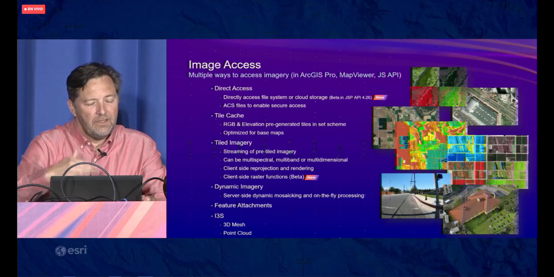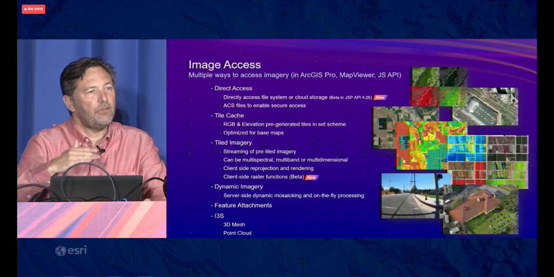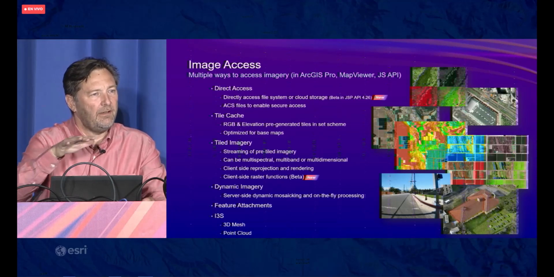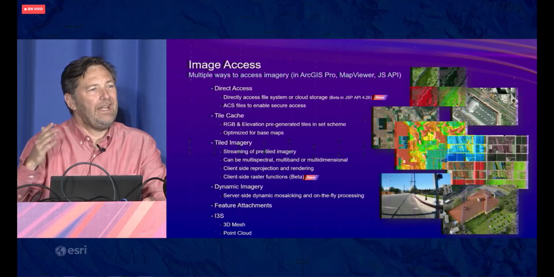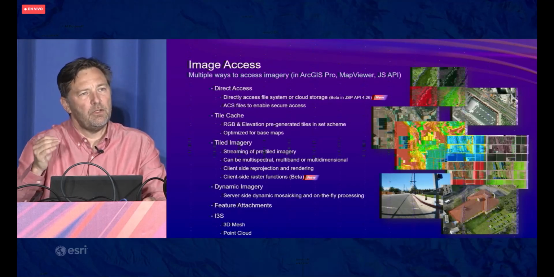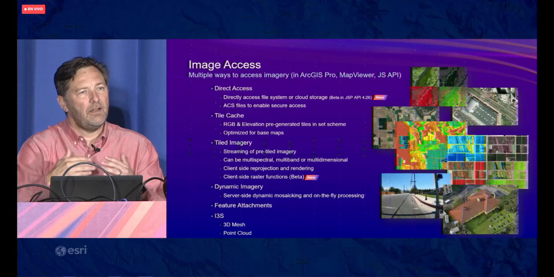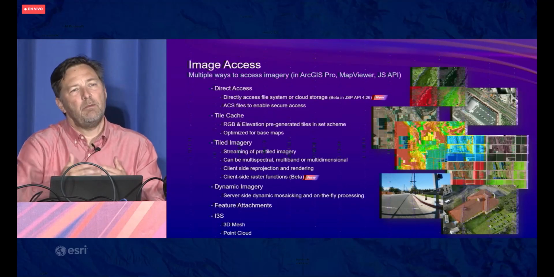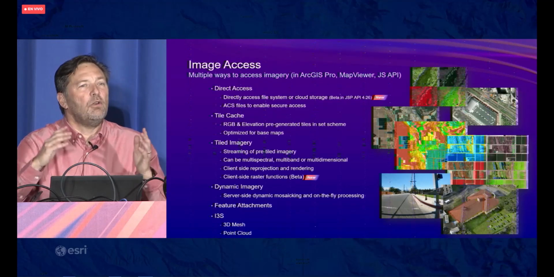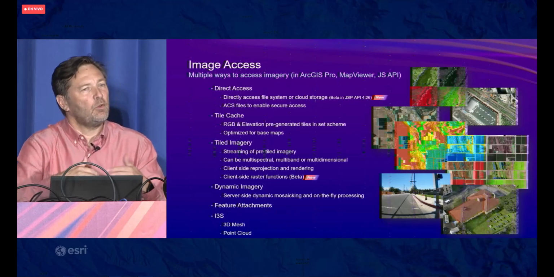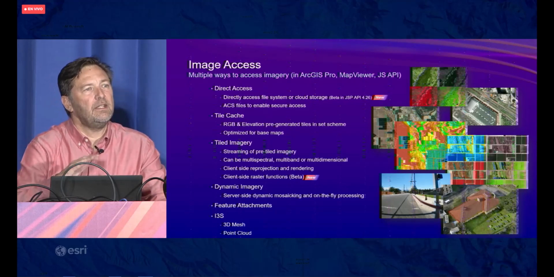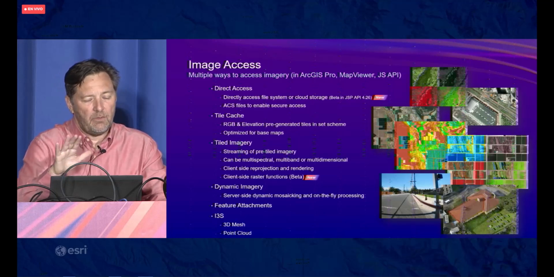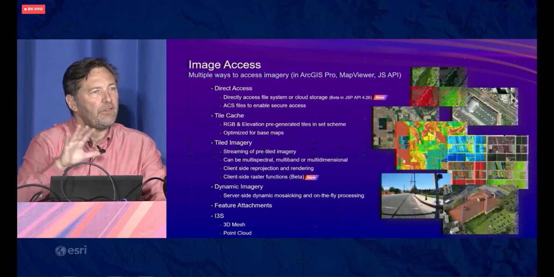Tiled imagery is a step up from that. It allows not only simple RGB and elevation data to be served, but any multi-dimensional data or any type of bit depth data. What's important about tiled imagery is that the client is able to access that data and perform rendering of the data as well as reprojecting of the data. And what we've added recently, in beta at the moment, is the ability to apply raster side functions.